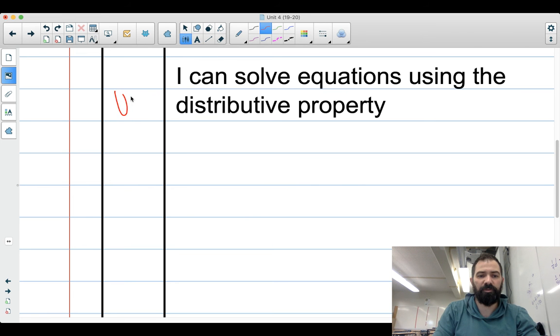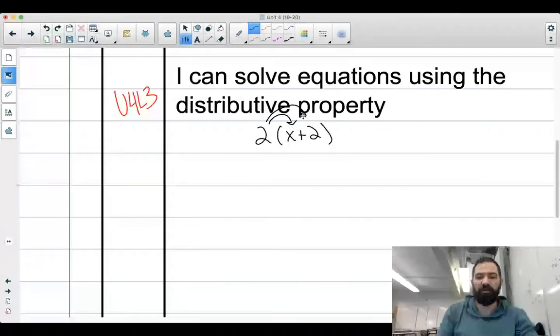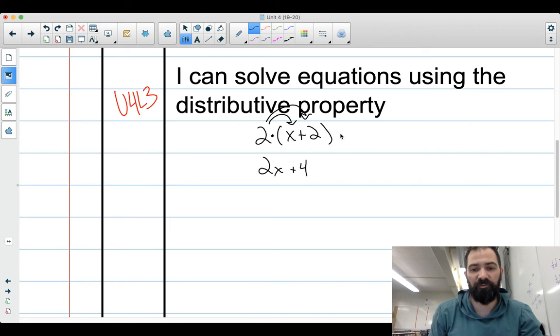We are going to be jumping into Unit 4, Lesson 3. I can solve equations using the distributive property. As a recall, the distributive property looks something like this, where we distribute the number outside the parentheses evenly to the numbers inside the parentheses using multiplication. So 2 times x is 2x, 2 times 2 is 4. And we're going to use that concept to solve problems that look similar to that.